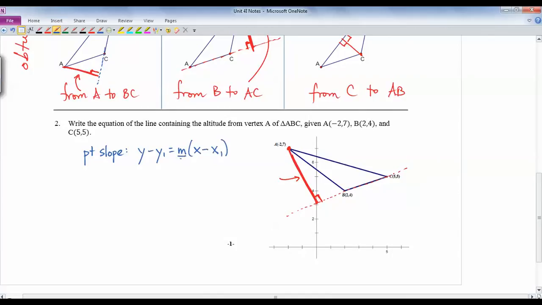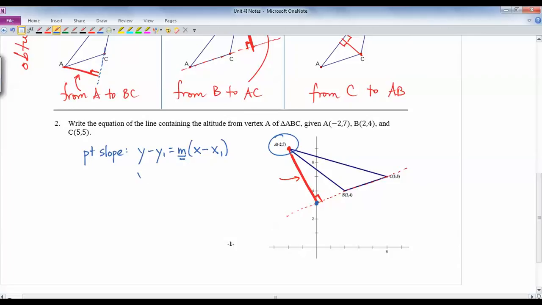M is going to be the slope of the altitude, so the slope of that red line. X1, Y1 is any point on my line. A lot of people might be tempted to choose this point, but I'm not positive exactly where that point is unless my diagram's 100% perfect. But I do know A is on that line. So I'm going to use A as -2, 7.